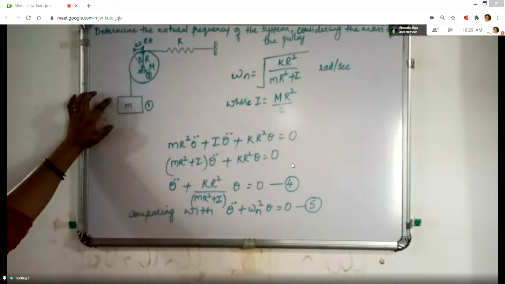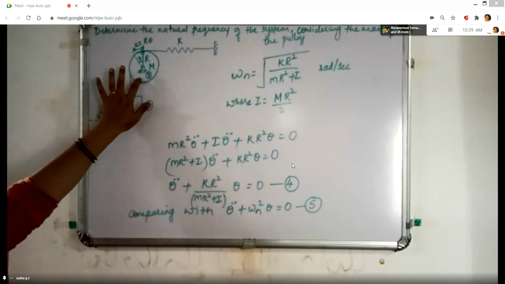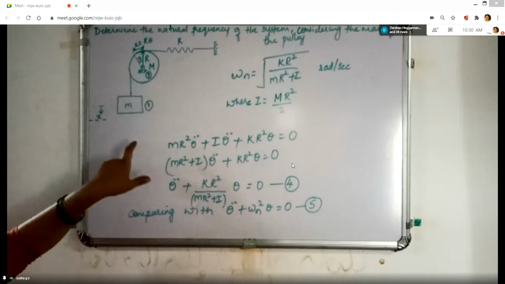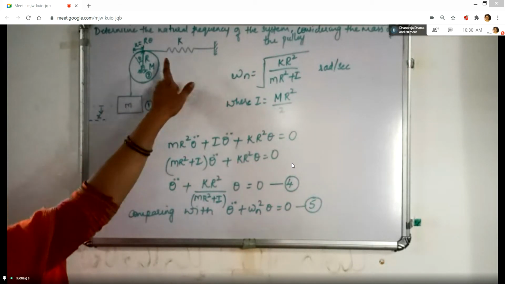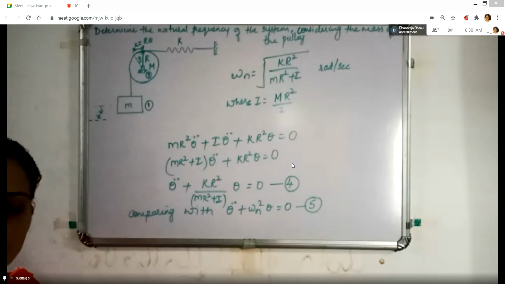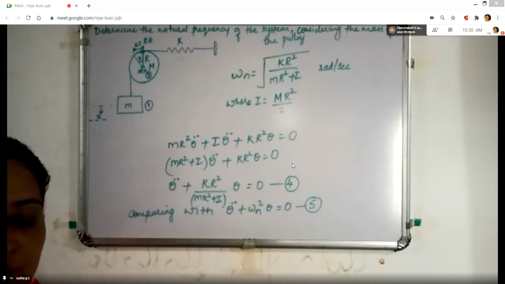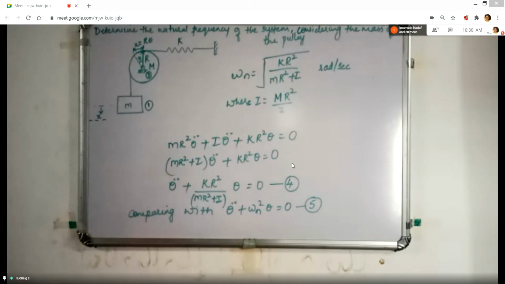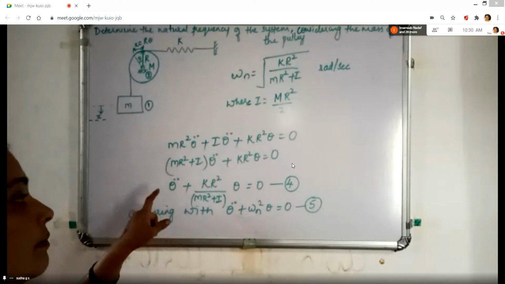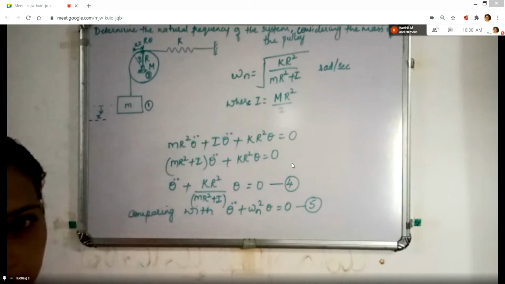The equation for kinetic energy of the mass m, that is this one, and the kinetic energy of the pulley has to be written, and the potential energy of the spring has to be written, and they have to be put in the equation. The first equation, that is kinetic energy plus potential energy is equal to constant, and it should be differentiated. Later, after differentiating, compare it with the standard equation and find out the value of omega n.